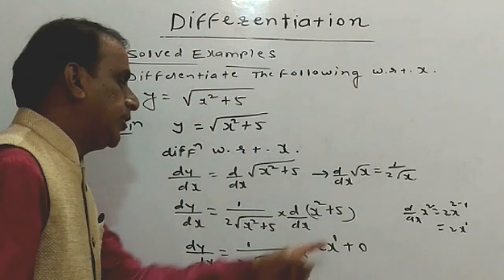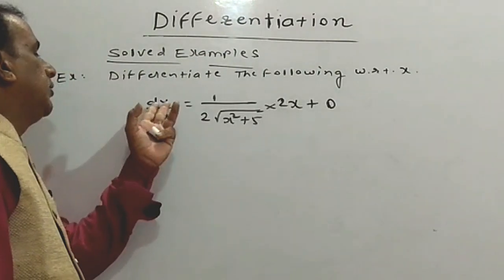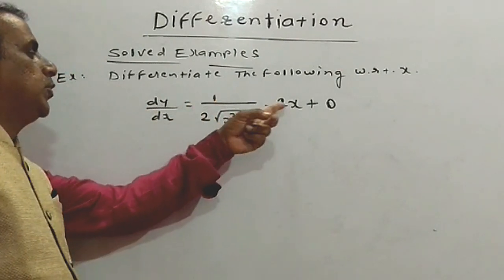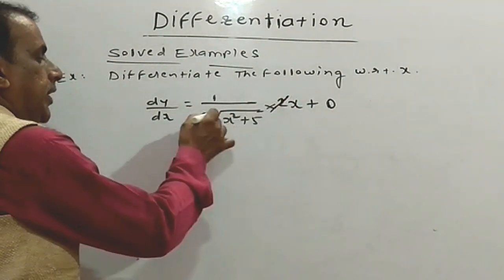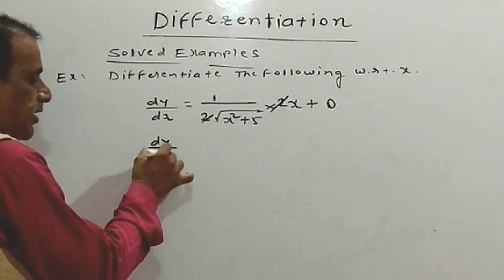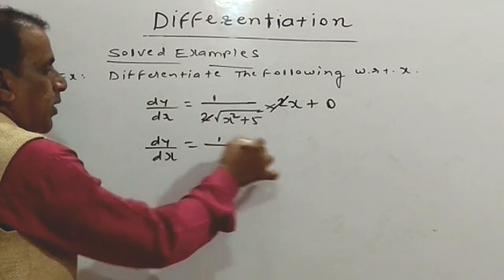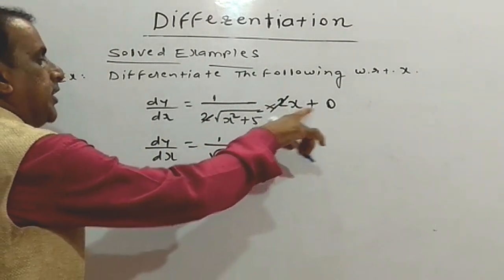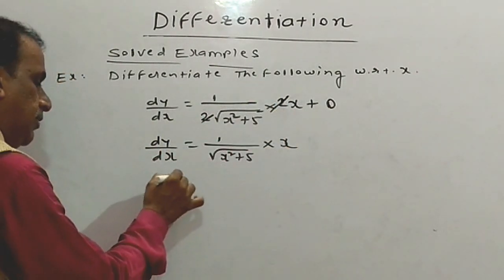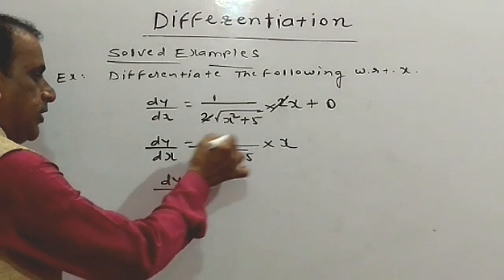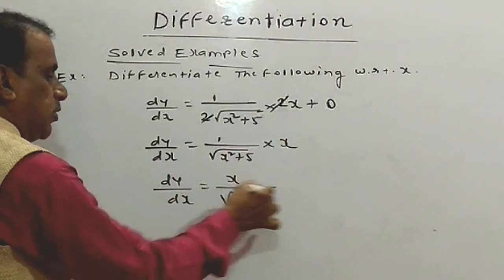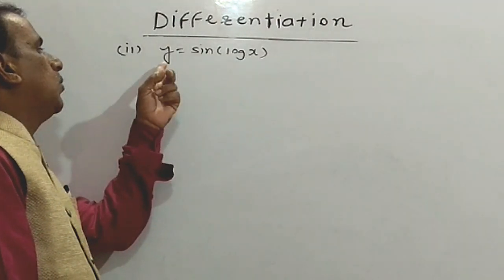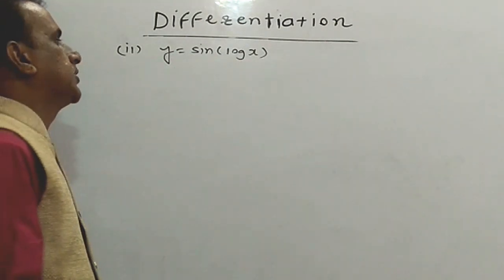5 is a constant. Derivative of constant is 0. dy divided by dx is equal to 1 divided by 2 into square root x square plus 5 into 2x plus 0. 2 gets cancelled, means dy divided by dx is equal to 1 divided by square root x square plus 5 into x. x plus 0 means x. Means dy divided by dx is equal to x divided by square root x square plus 5.